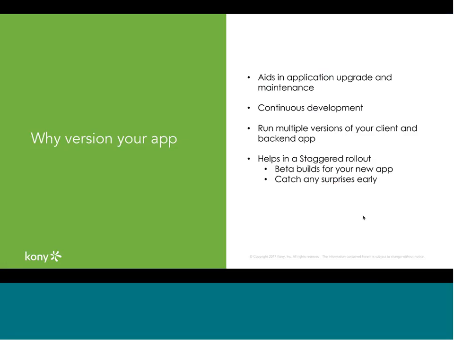So why have your app versioned, right? It helps you in upgrading your applications, it eases maintenance, it promotes the concept of continuous development, and you might want to have multiple versions of your app running in parallel, with the client and server backend apps running on different versions, and have a staggered rollout and have the ability to test beta builds before you actually release it to production with a targeted audience, and if you are going to run into any issues or surprises, catch them early in the cycle so that you can react better, right?